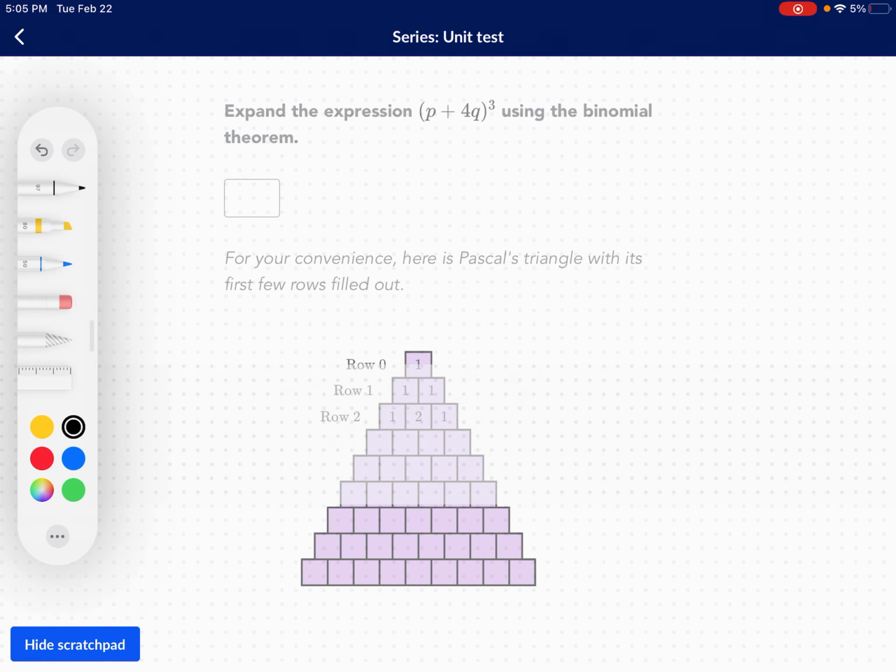Oh my God, I don't want to do this. Okay, hopefully I do not get it wrong. Okay, so just fill out some of this first.